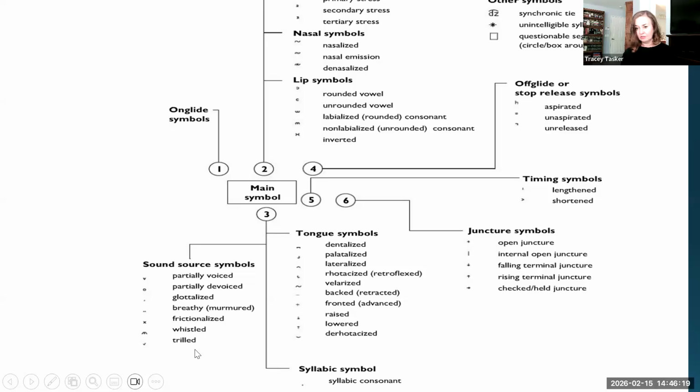Same with whistles and trills. So if you're doing an oral mech exam as a speech therapist and evaluating someone's structures, you're going to be listening for their vocal quality, and you're going to be noting this if it's off.